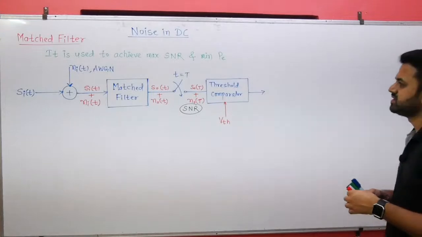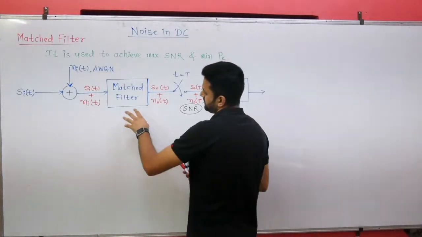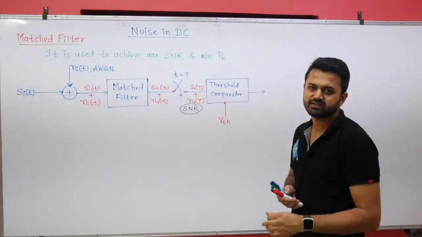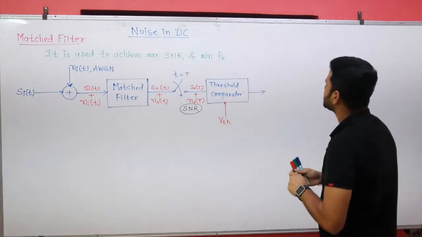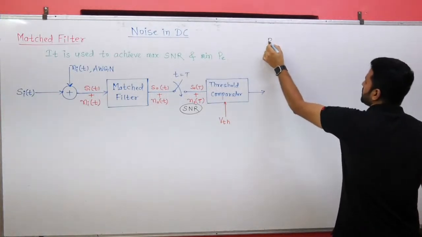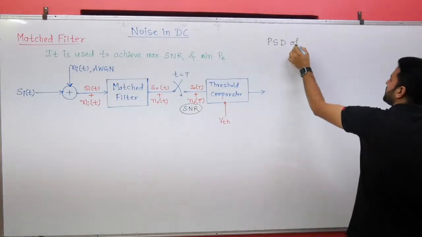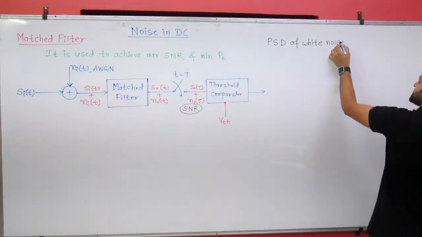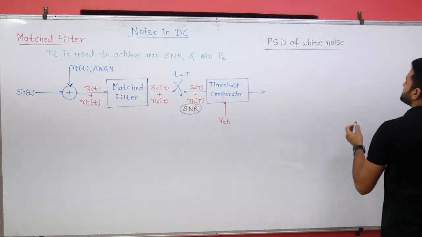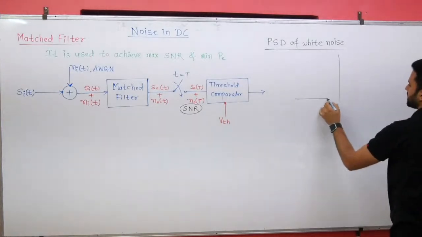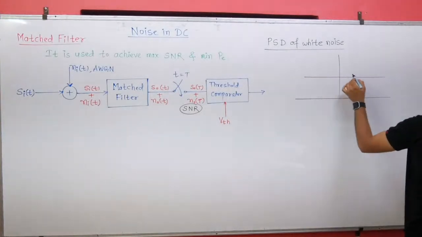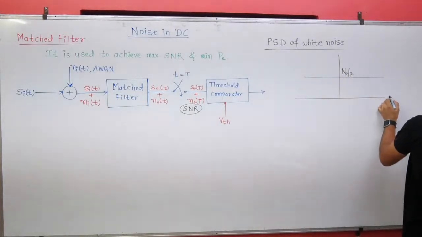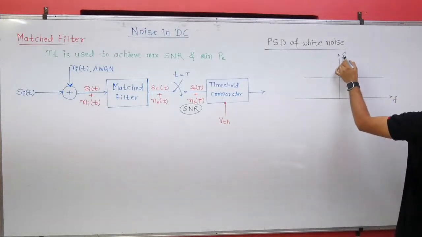Okay, so now what will happen? Now tell me, what is the power spectral density of white noise? The power spectral density of white noise is eta by 2 or n naught by 2, whatever you want to write, say n naught by 2 for all frequency.